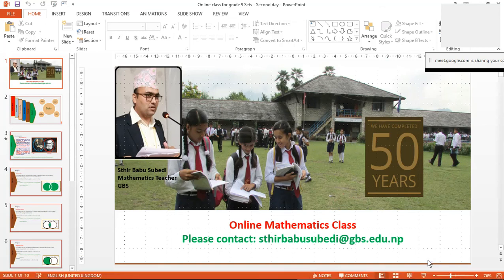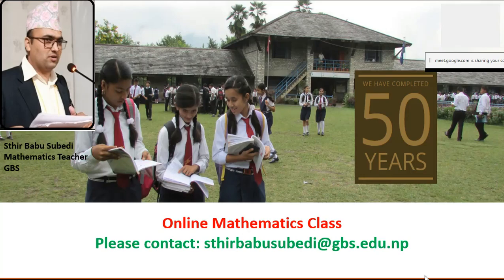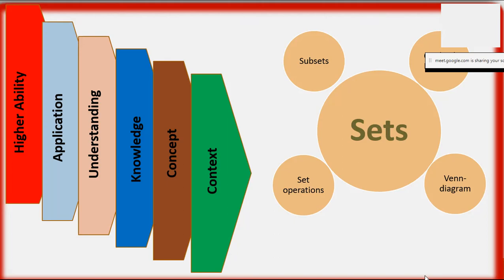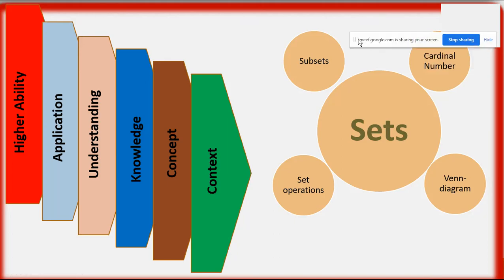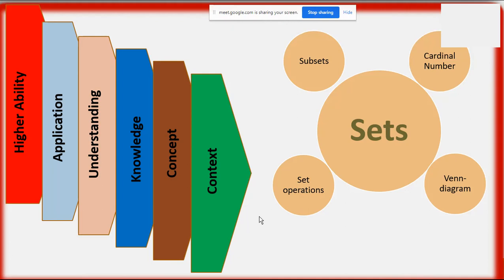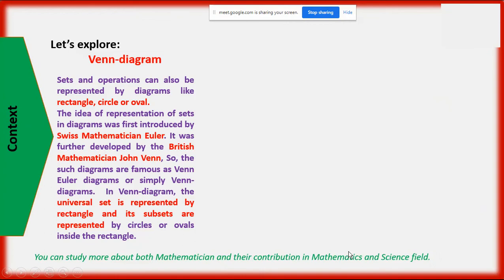In a Venn diagram, the universal set is represented by a rectangle and its subsets are represented by circles or ovals. You may ask the question, can you represent the universal set using an oval shape, sir, or a circular shape? No. To represent the universal set, we have to use a rectangular shape, and the others may be oval or circular.